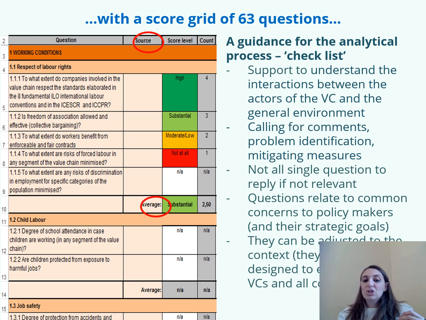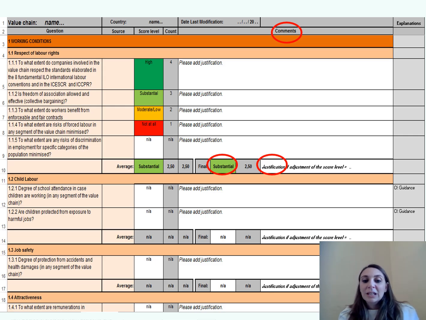So for example, you can change it and put moderate-low to say, look, this is a situation that policymakers should pay attention to. But if you do this, we ask you to add a justification. We don't see it in the slide, but you will see it in the social profile. There we go. Here you can see, better highlighted in red, that you can add a justification if you modify your average score.